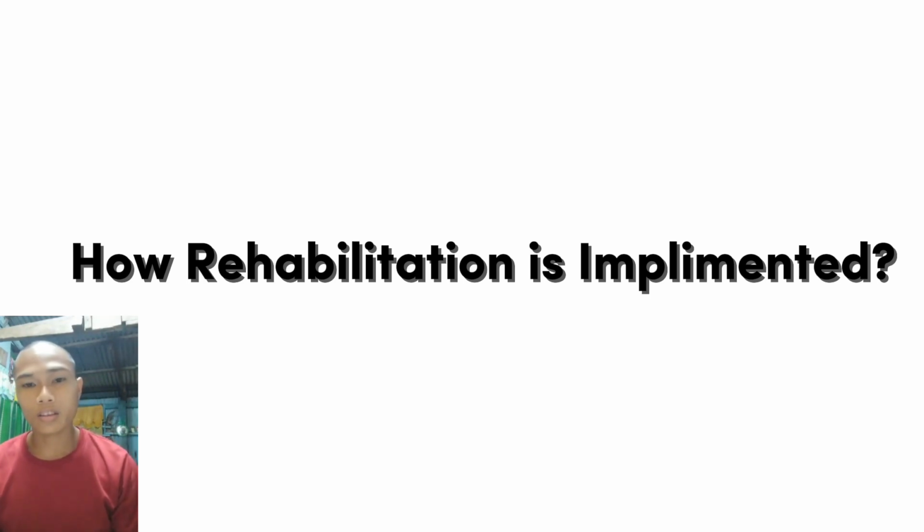How rehabilitation is implemented. Number 1: counseling and therapy. Offenders may receive individual or group counseling to address issues like anger management, trauma, or mental health disorders. Example: counseling and therapy are forms of mental health support aimed at helping individuals cope with personal, emotional, psychological, or relational challenges. Number 2 is education and vocational training.